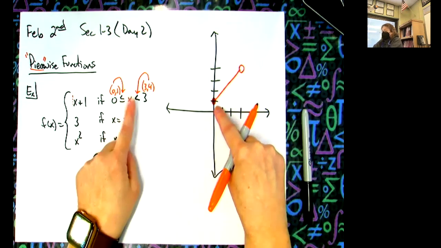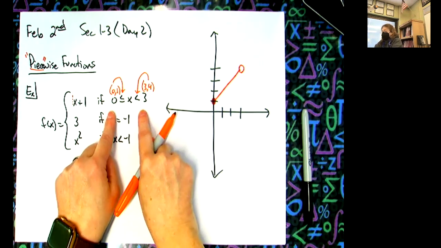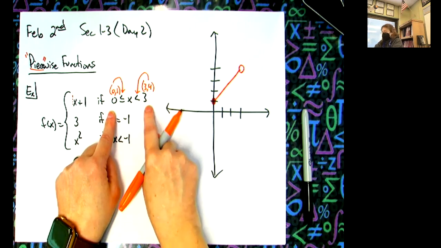And then, because of this condition, this says 0 is less than or equal to x is less than or equal to 3.